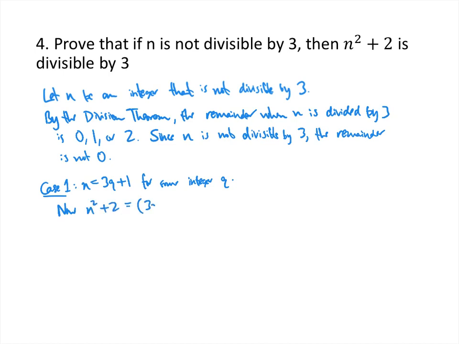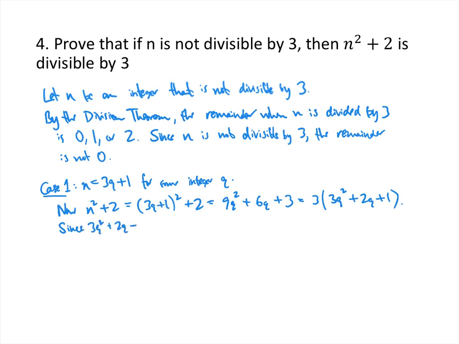We know n is 3q plus 1, so that's 3q plus 1 squared plus 2. We work out some algebra, that's going to work out to be 9q squared plus 6q plus 1 plus 2, which is plus 3. And then we can factor a 3 out of that. Remember, we want this to be divisible by 3, so we're looking to be able to factor a 3 out. And we can. So since 3q squared plus 2q plus 1 is, in fact, an integer, that means that n squared plus 2 is divisible by 3.